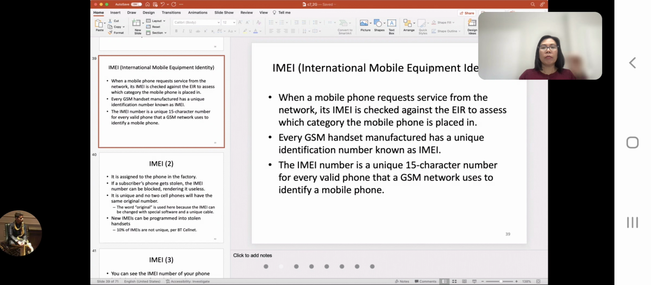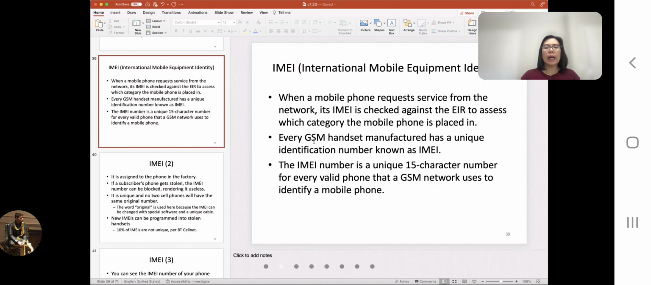So when a mobile phone requests service from a network, its IMEI is checked against the equipment identity register, this database, to determine the category to which the mobile phone belongs, to determine whether it's a black phone, a white phone, or a gray phone.